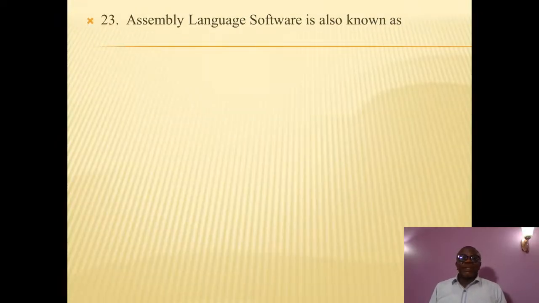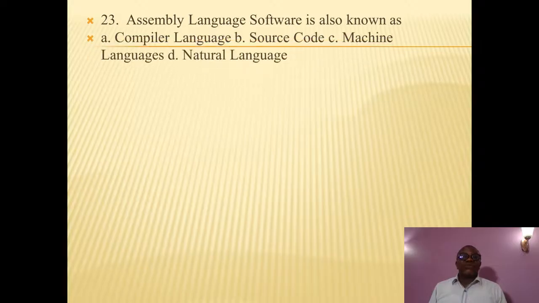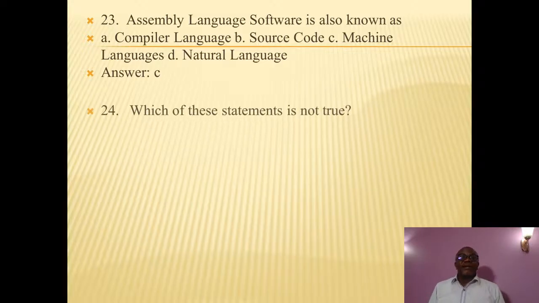23, assembly language software is also known as what? In the past, in our lectures, we made it clear that assembly language software is also known as machine languages, which makes the answer C. It's not a compiler, it's not a source code, and it's not a natural language. So assembly language software is also known as machine language.